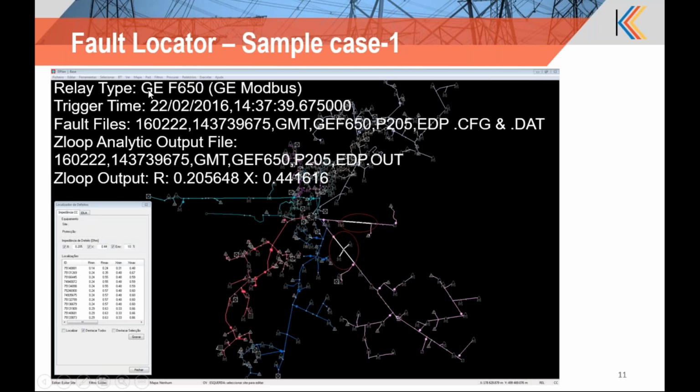This is on a GE F650 relay. It uses a custom Modbus protocol, which we call GE Modbus, and the trigger time is 2016, and a fault file is generated, a fault file with the CFG and DAT files. We convert it into a COMTRADE file, and this Z loop analytic output is indicated.